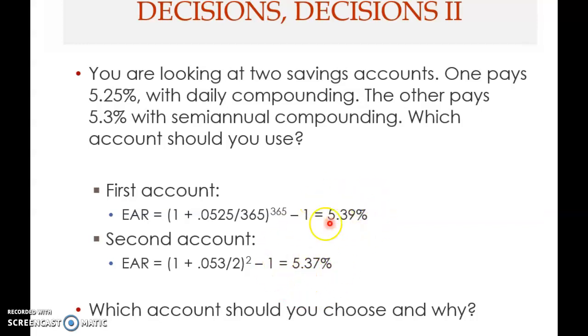This is a higher cost if it is a borrowing, but this is an investment, so you choose the higher return, the one with the higher return. So you should choose the first account because it gives you a higher EAR.